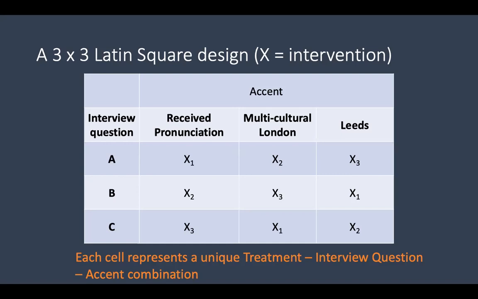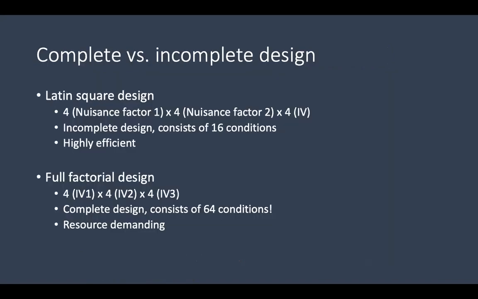tease out the effects of 2 factors, but with only 9 groups instead of 27 groups. Because again, as you do the math, if you have 3 factors with 3 conditions, 3 levels each, you have to create 27 different groups if you have a full factorial design. Okay. So which means that the Latin square is really what we call an incomplete design.